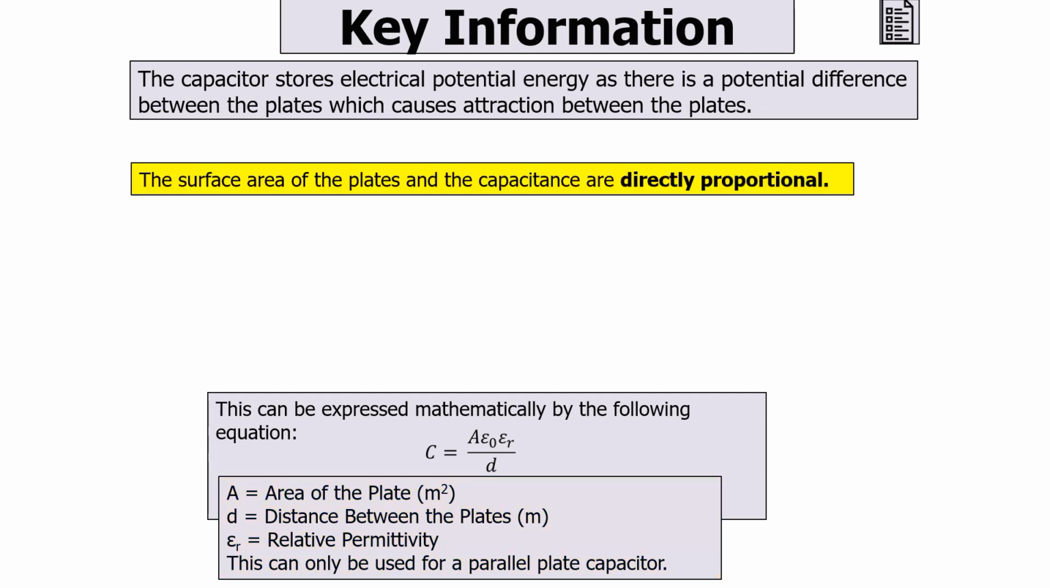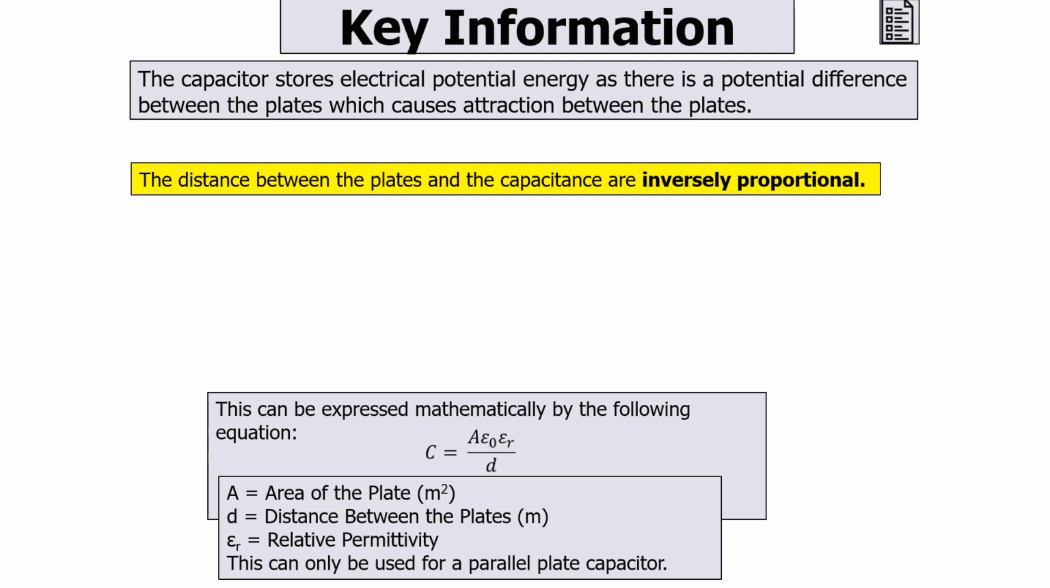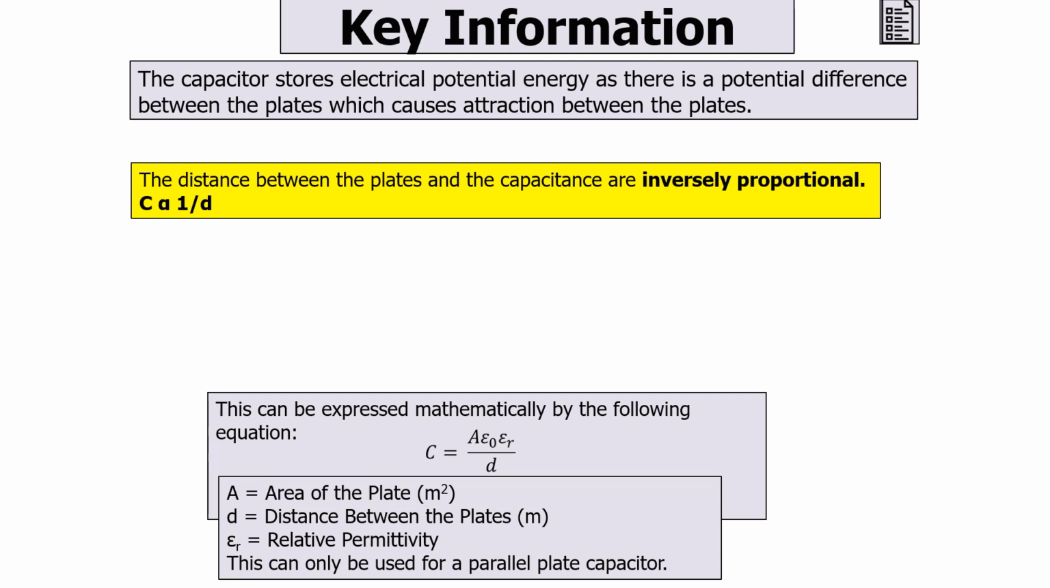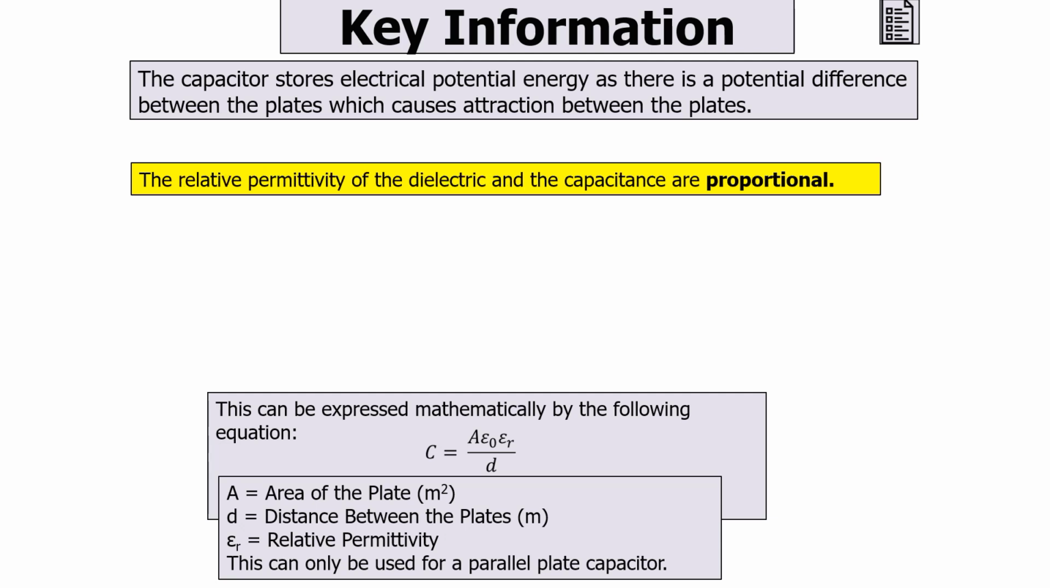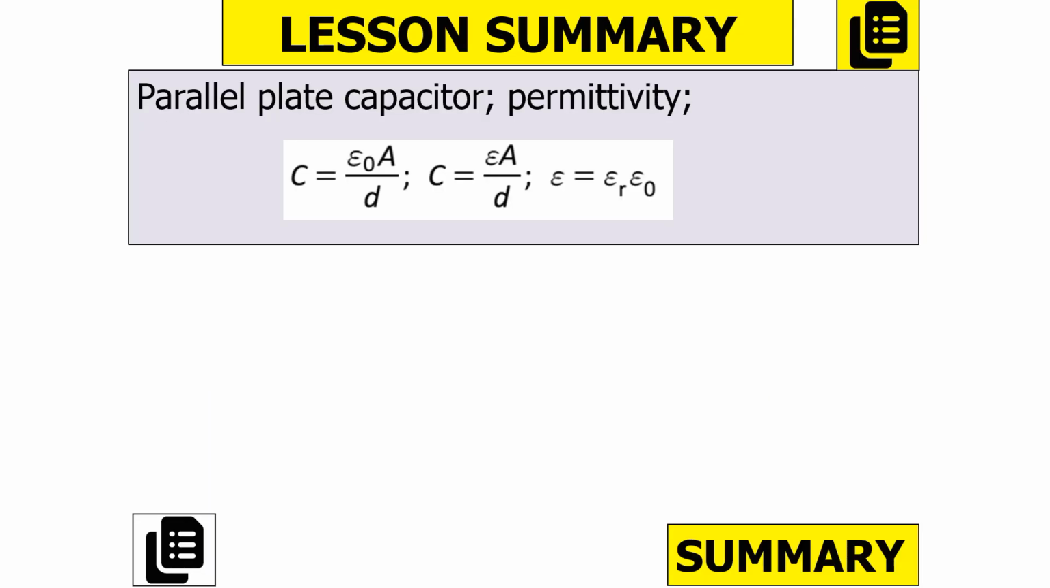This tells us that the surface area of the plates and the capacitance are directly proportional, so C is directly proportional to A. That the distance between the plates and the capacitance are inversely proportional, or C is proportional to 1 over D. And then finally, the relative permittivity of the dielectric and the capacitance are proportional, so C is proportional to εr.